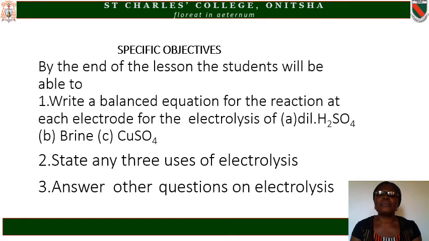My dear students, before we go into the lesson, I would like us to look at the specific objectives. By the end of this lesson, you are expected to, number one, write a balanced equation for the reaction at each electrode for the electrolysis of dilute tetraoxosulfate(VI) acid, brine, and then copper(II) tetraoxosulfate(VI). Secondly, you are expected to state any three uses of electrolysis. Finally, you will be able to answer other questions on electrolysis.